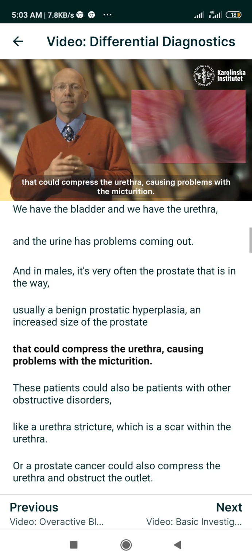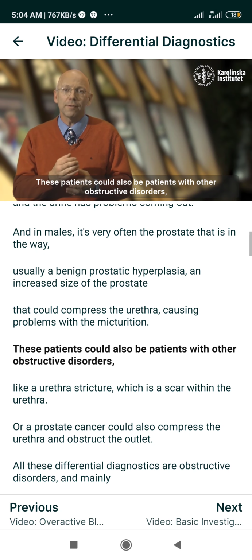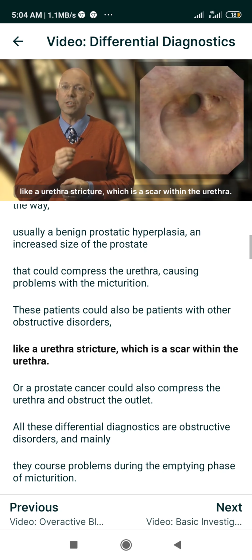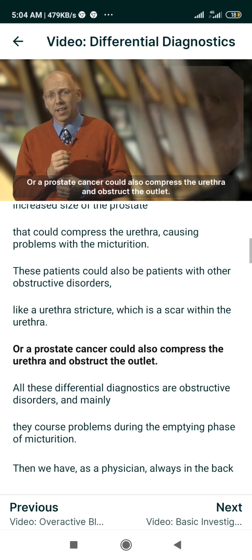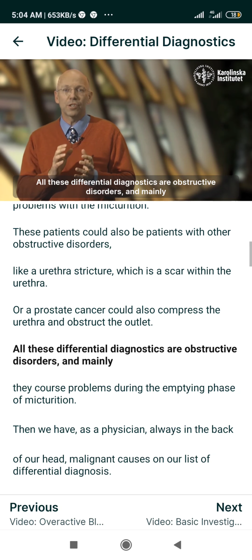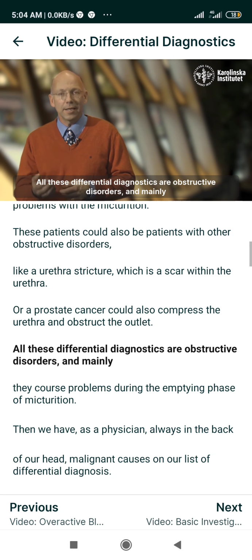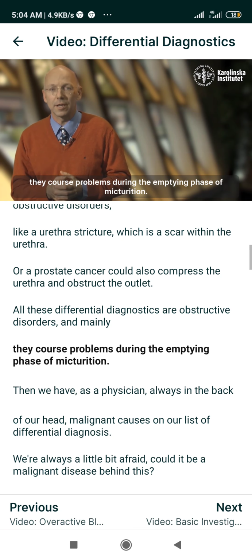micturition. These patients could also have other obstructive disorders like a urethral stricture, which is a scar within the urethra. Or a prostate cancer could also compress the urethra and obstruct the outlet. All these differential diagnoses are obstructive disorders, and mainly they cause problems during the emptying phase of micturition.